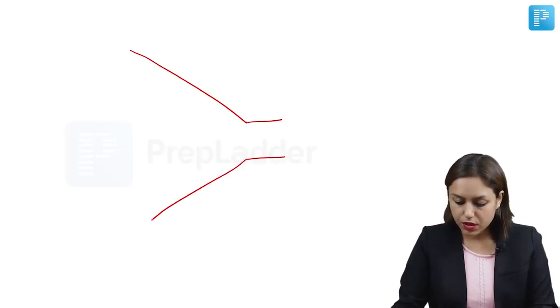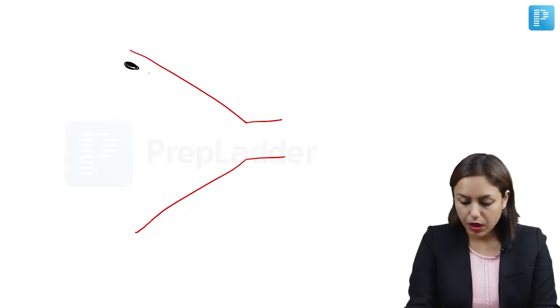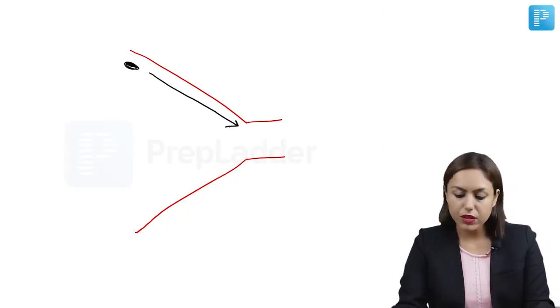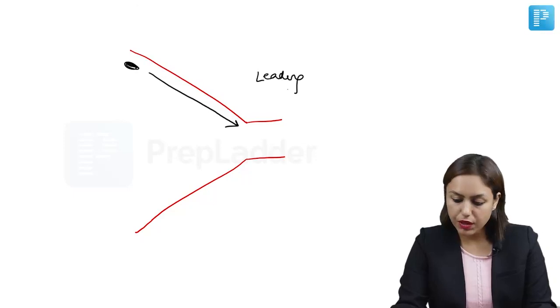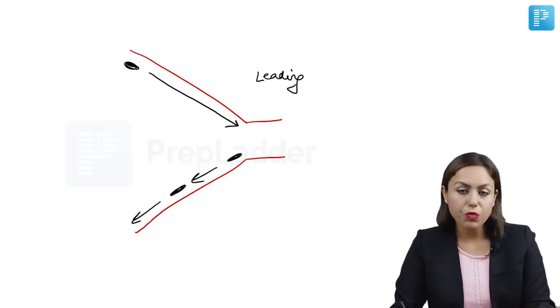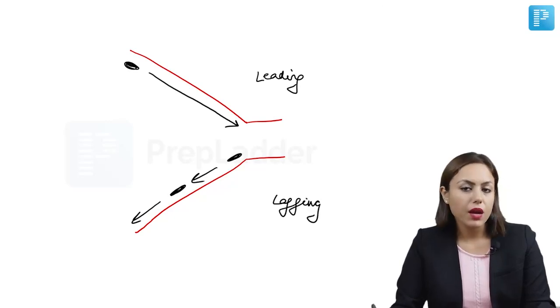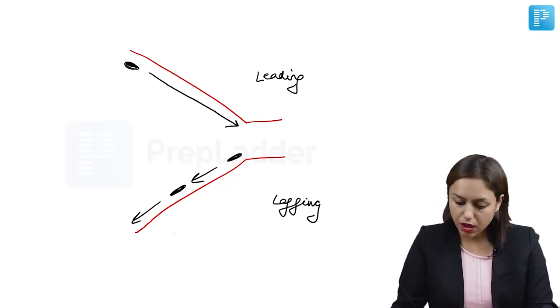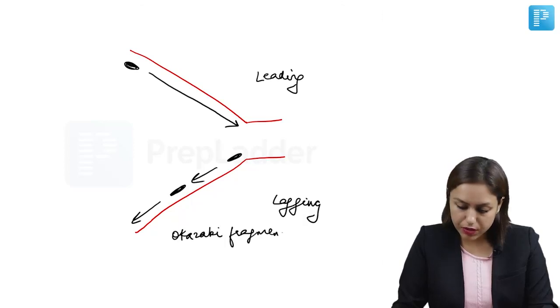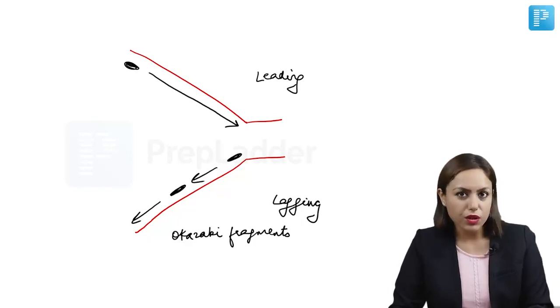Suppose this is the replication fork. Now, one primer and the full strand is synthesized in one stretch. This will be the leading strand. Okay. On the other side, one primer, a small fragment, primer, small fragment. This is the lagging strand, and the small fragments are known as Okazaki fragments, right? So, one primer for the leading strand, multiple primers for the lagging strand, right?